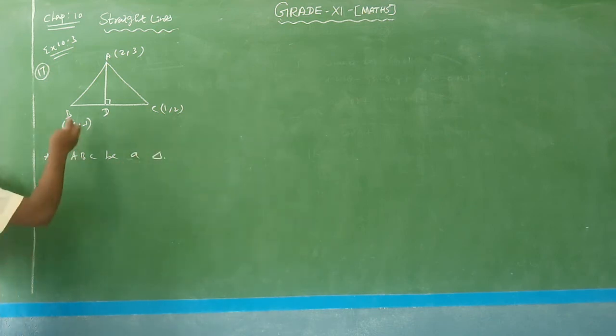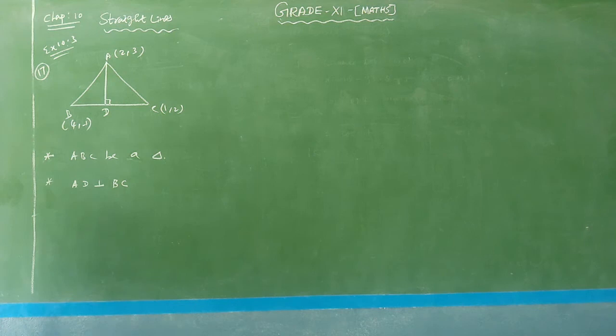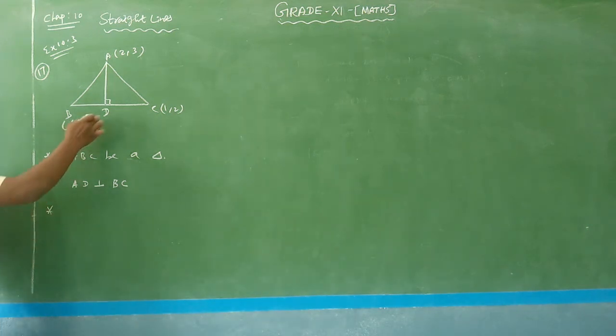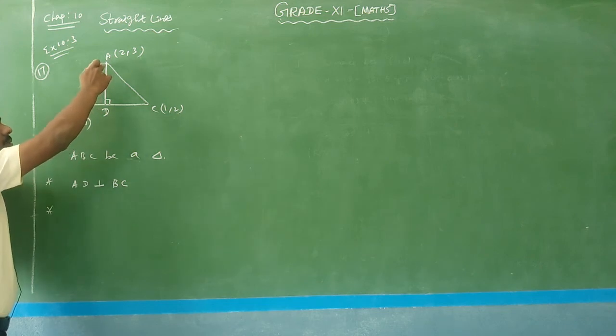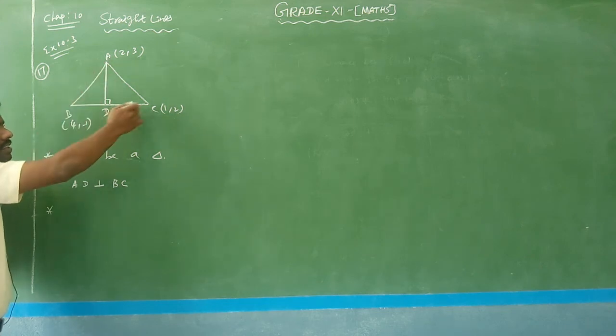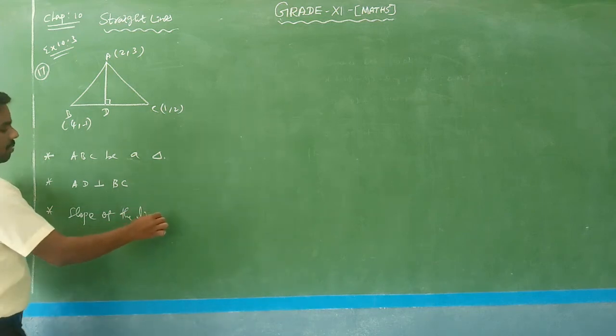Triangle and AD is perpendicular to BC. AD, this line AD is perpendicular to BC. The required answer is the equation of AD and the perpendicular distance between A and this line BC. First of all, find the slope of the line BC.